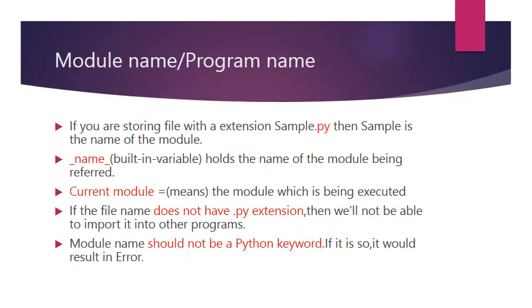Next, we are going to see how to name a module or how to name a program. If you are trying to store a module, it must have an extension .py. For example, if I have stored my module as sample.py, then sample is going to become the name of the module. There is a built-in variable in Python called __name__. It is used to hold the name of the module which is being referred. So current module means the module which is executed.